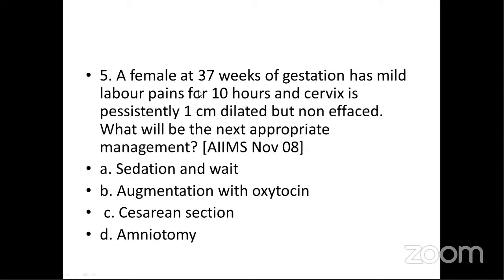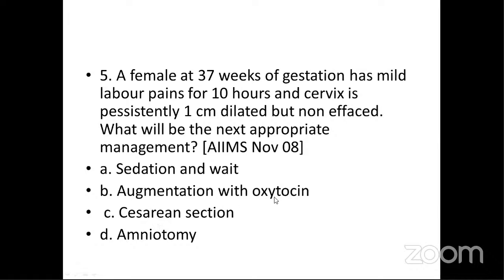Remember, she's just 37 weeks and she's been in labor pains for 10 hours, they say, but we don't know whether the pains are true labor pains or false labor pains. And the cervix is hardly 1 centimeter dilated, so you don't go for an amniotomy in such a case. Cesarean section also you do not want to go for, because there is no other indication. So these two options are ruled out.